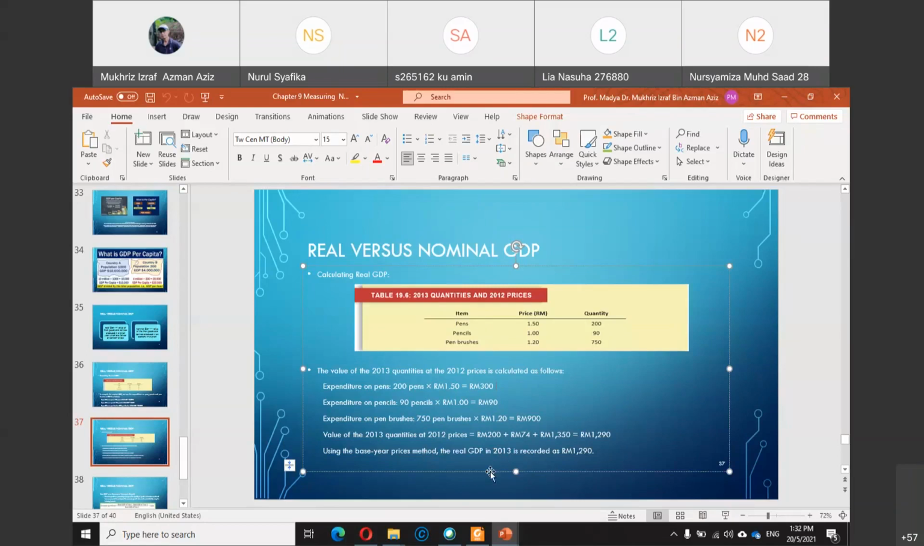This is similar to what we covered in chapter 8, converting from nominal into real values adjusted for inflation. It's just that this time around we use the word GDP. But converting from nominal into real values, in chapter 8, we already covered that. So there's no difference between what you see in real versus nominal GDP, because both still use the inflation concept.